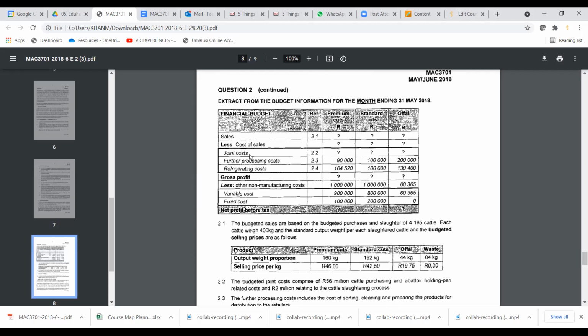Okay, so our focus is going to be to allocate the joint costs. We have to allocate the joint costs using a constant gross profit margin. So they'll have to tell us what the constant gross profit margin is. Okay.